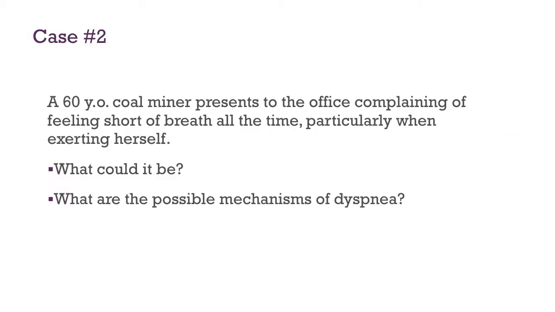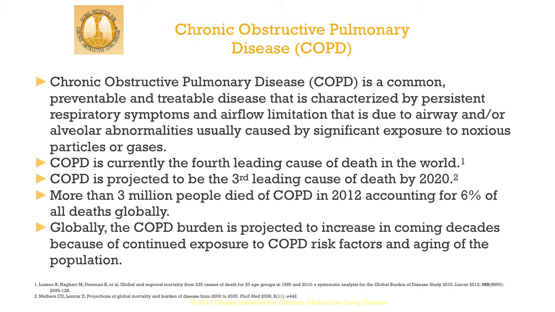Case number 2. We have a 60-year-old coal miner who comes to the office complaining of feeling short of breath all the time, particularly when exerting himself. What could it be? What are the possible mechanisms of disease? Well, coal miner, he's got a lot of environmental exposures. If we add to it that he's a smoker, then the most obvious thing that's going to leap to our mind is going to be chronic obstructive pulmonary disease, as this is the biggest chronic obstructive disease in adults.